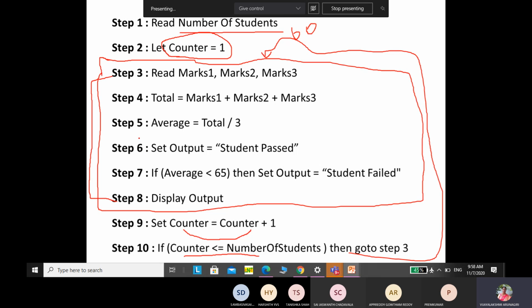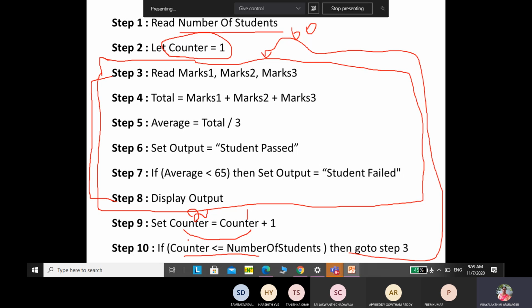For that, I'm considering counter equal to 1. I'm initializing counter equal to 1. For the first student, I'm doing all the steps from step 3 to 8. And in step 9, once the first student is over, I increment the counter value. First counter value is 1. 1 plus 1, what will I get? Equal to 2. That means 2 denotes that I'm going to calculate the result for the second student.